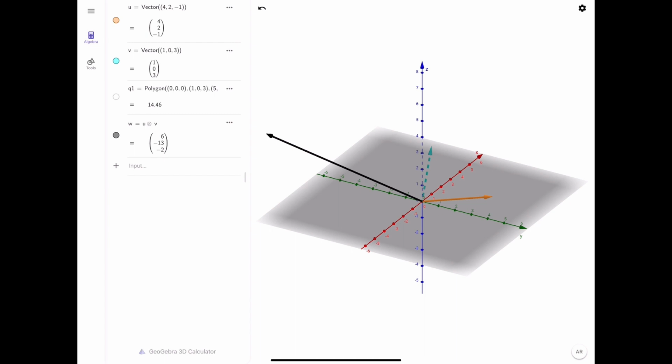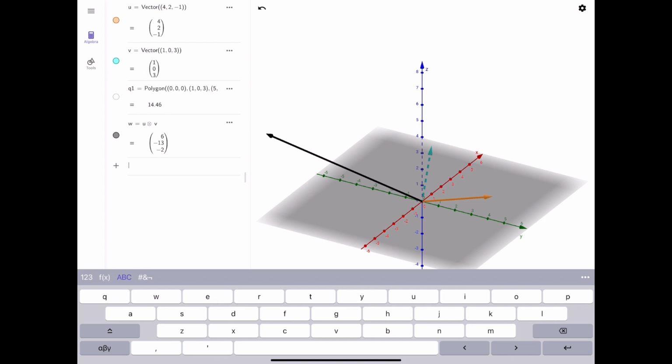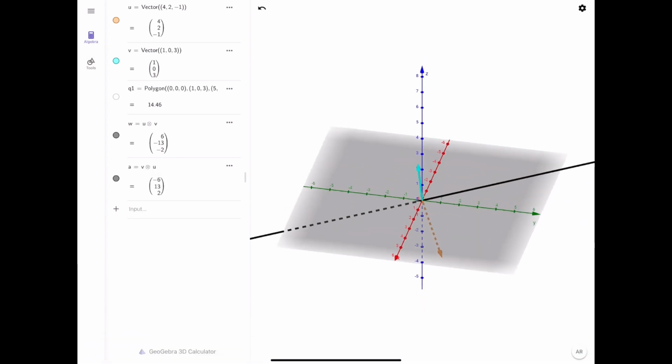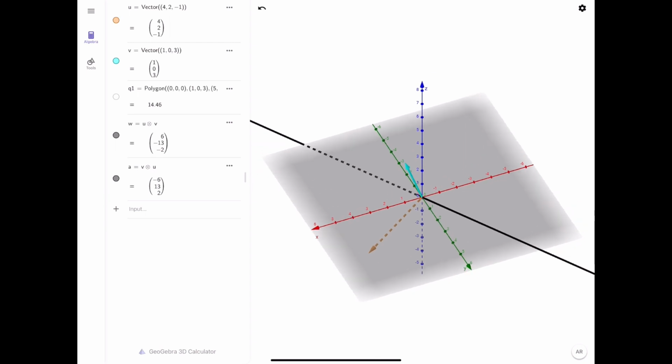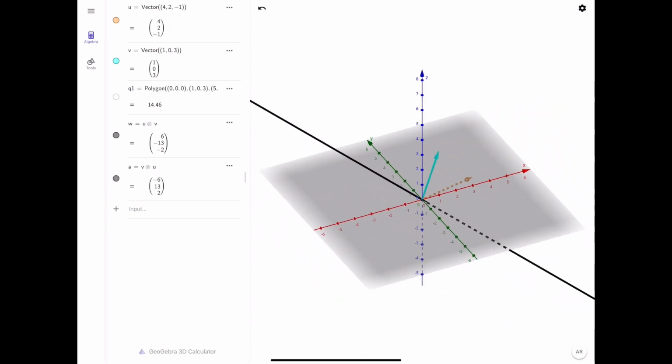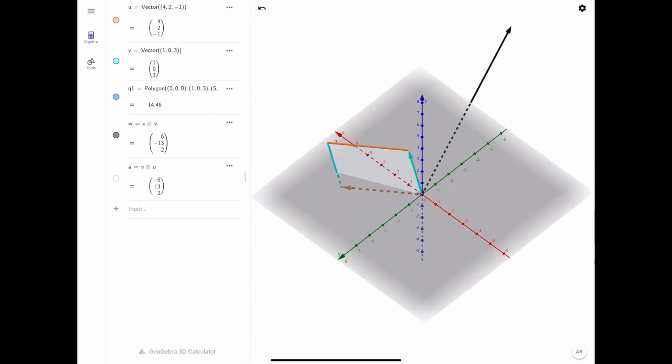We could also look at v cross u, and we get the same length vector, just in the completely opposite direction. The magnitude of that vector, u cross v or v cross u, is the area of the parallelogram described by vectors u and v.